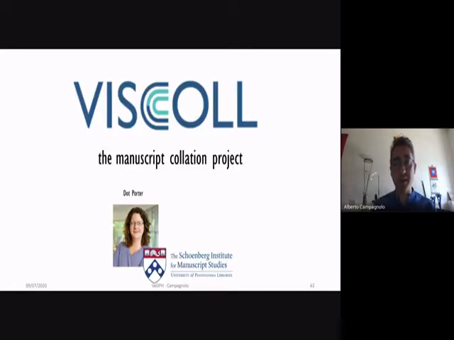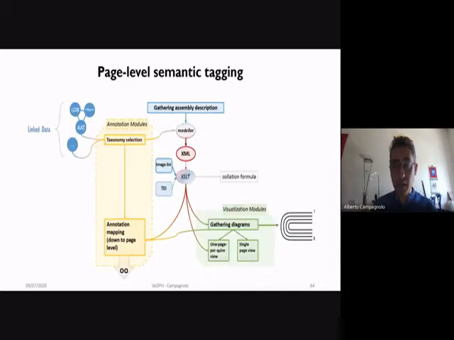A project that does this is VSCoL. VSCoL was born out of the idea of Dot Porter at the Schoenberg Institute for Manuscript Studies at UPenn. I've been collaborating with her since 2013 to bring up this project that allows us to describe the gathering structures in a way that we can actually do things with it. So this is an overview of how the project works.